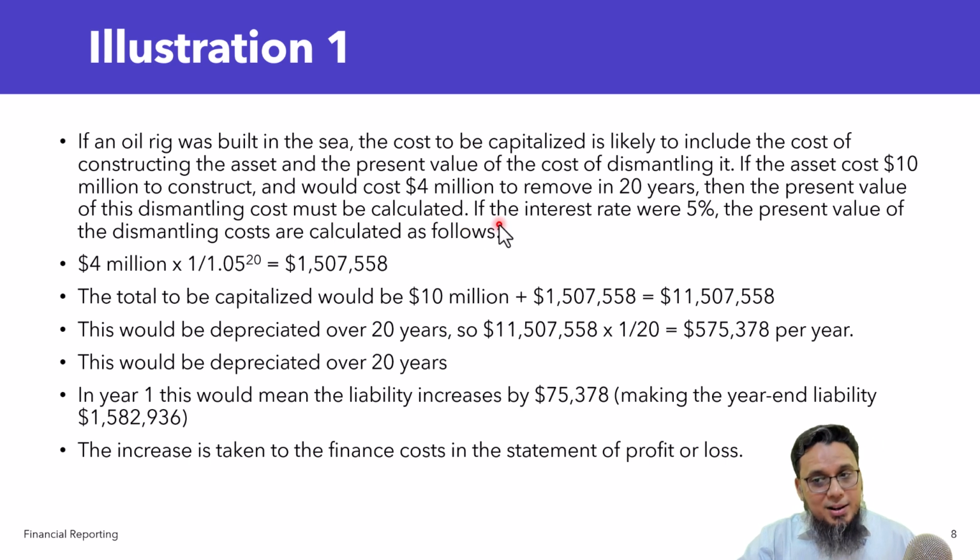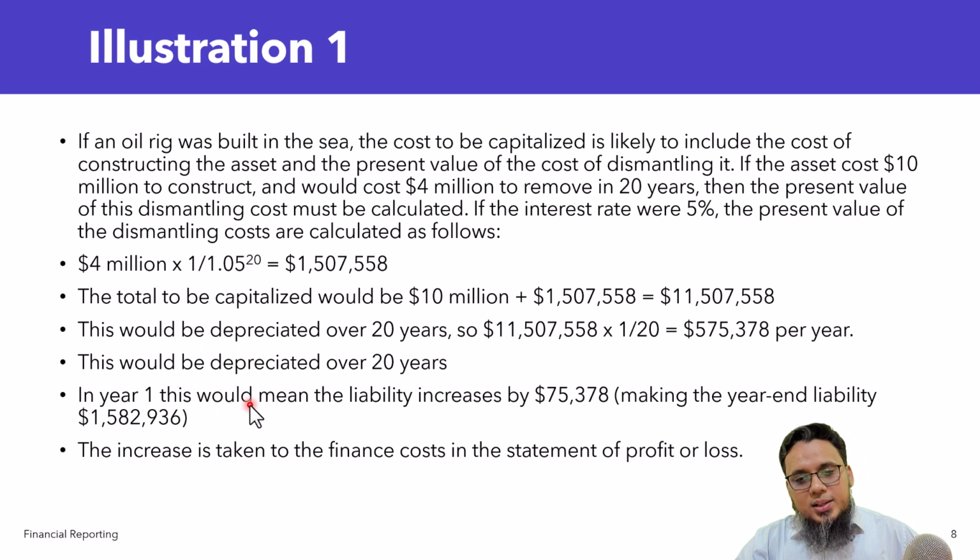If the interest rate is 5%, the present value of the dismantling costs is calculated as follows: $4 million multiplied by 1 divided by 1 plus the rate of interest raised to the power of the number of years on which to compound, which is 20. You come up with a value of $1.5 million. The total to be capitalized today will be $10 million plus the $1.5 million, resulting in an asset initial measurement value of $11.5 million. This would be depreciated over 20 years. So $11.5 million divided by 20 is about $575,000 per year.